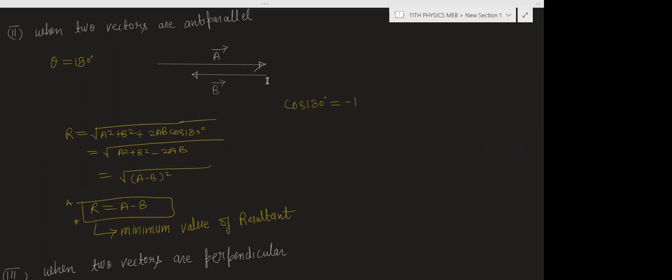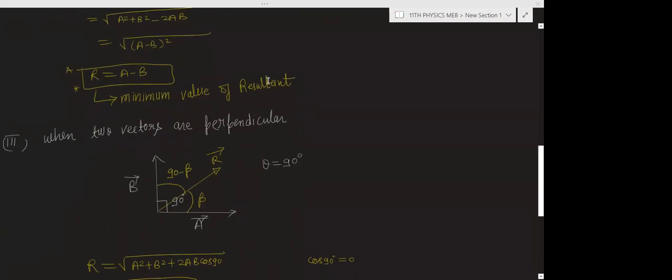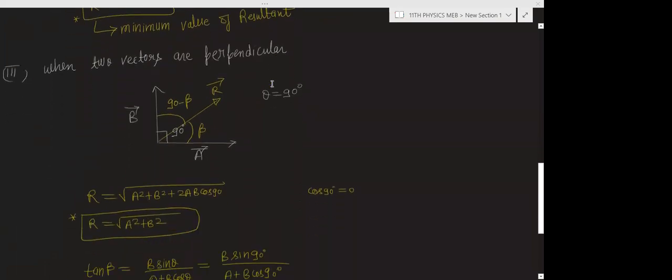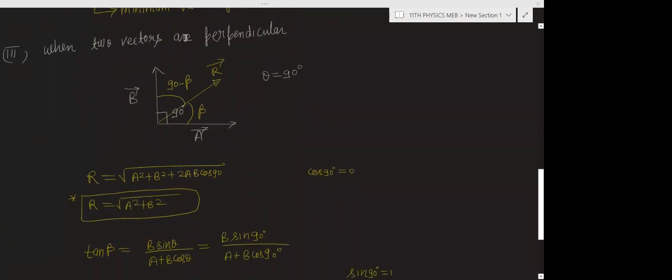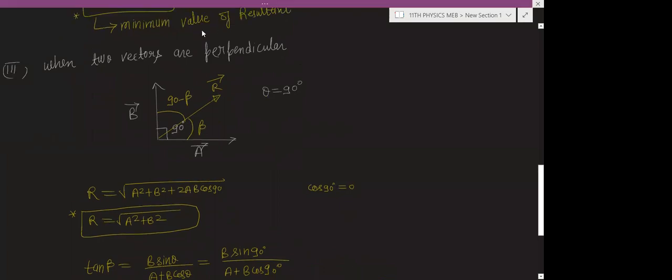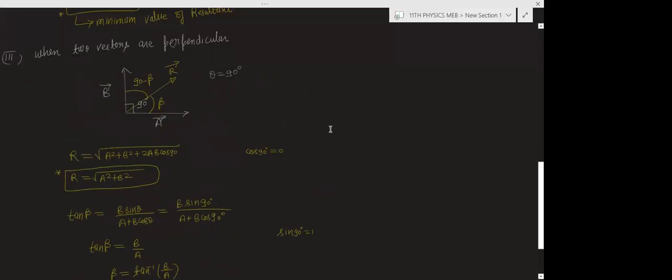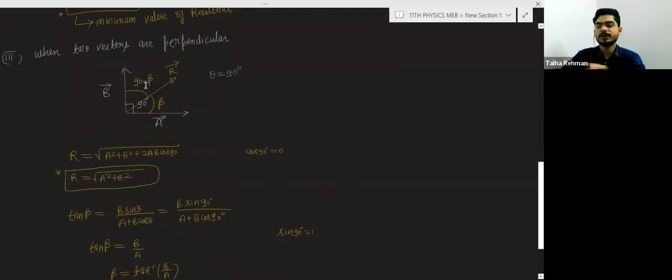This angle will not be the 45 degree. This angle will be the 45 degrees when both the vectors have the same magnitude. I will explain it.